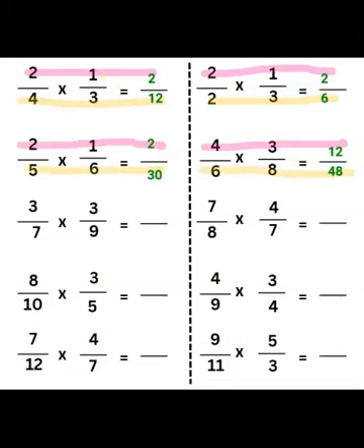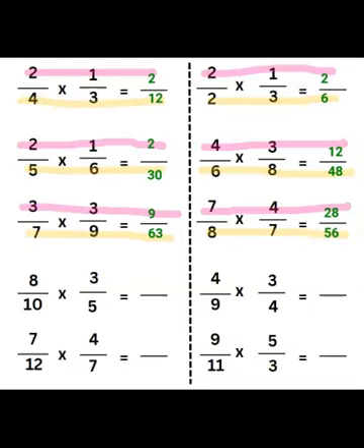On our next examples, we are doing 2/5 times 1/6. We have 2 times 1, which gives us 2 as our numerator, 5 times 6, which gives us 30 as our denominator, so our final answer is 2/30. On the next example, we have 4/6 times 3/8. 4 times 3 gives us 12 as our numerator, and 6 times 8 gives us 48 as our denominator. Try the next 2 problems, and then push play when you're ready to check your answers.